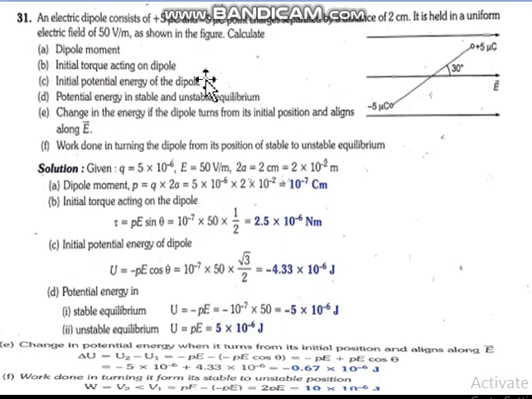Then the initial potential energy. The potential energy formula is minus PE cos theta. Put all these values in, and the answer for the potential energy will be obtained.